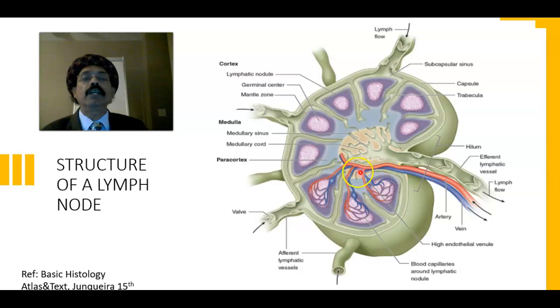The artery goes there. The artery makes capillaries in the lymphatic nodule and returns back through the vein, through the hilum. And we have the efferent lymphatic vessels, multiple. The efferent lymphatic vessel is guarded by a valve system. This is the valve system here, a valve, another valve. We have one efferent lymphatic vessel that is also guarded by a valve. So a valve mechanism is present in the lymphatic ducts.